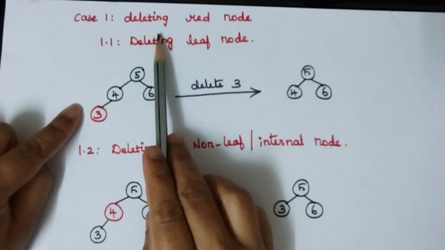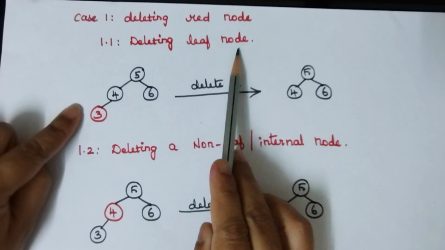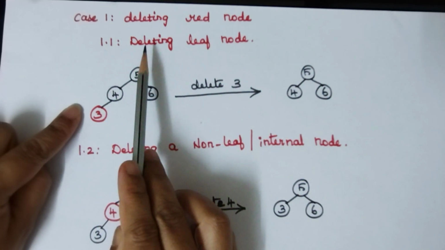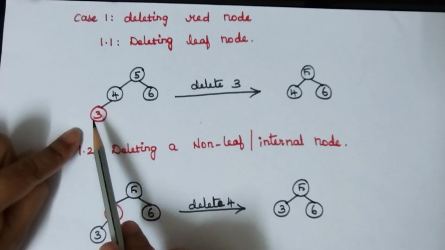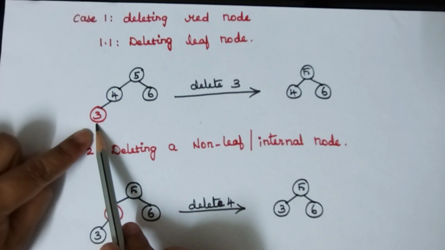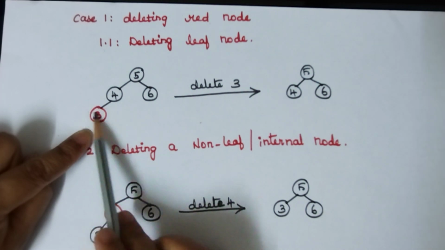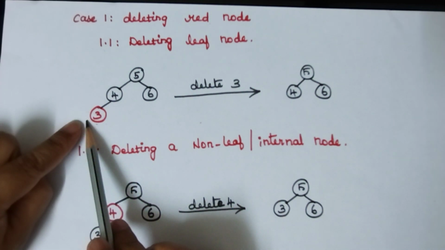When I want to delete a red node and that red node is a leaf node, that is my case 1.1. So I'm deleting a leaf node which is a red node. Here is an example where I have the node 3, which is a red node, and it is a leaf node. If I want to delete a leaf node, I can directly delete that leaf node from the tree.